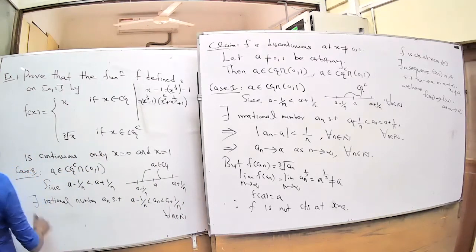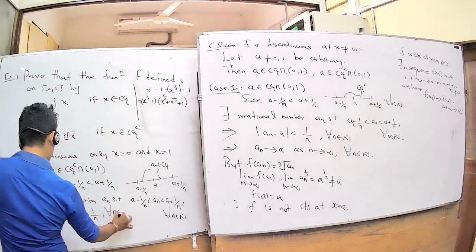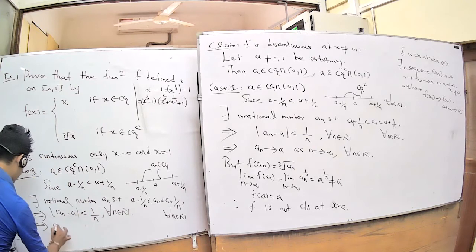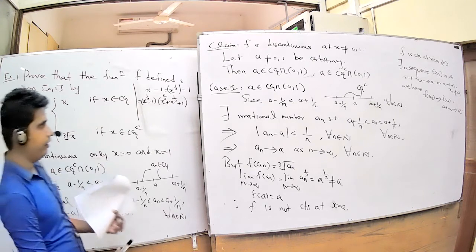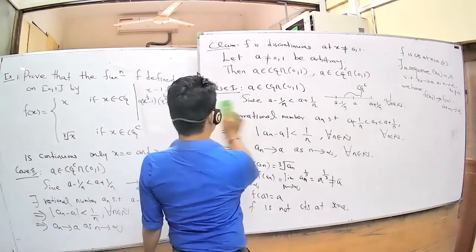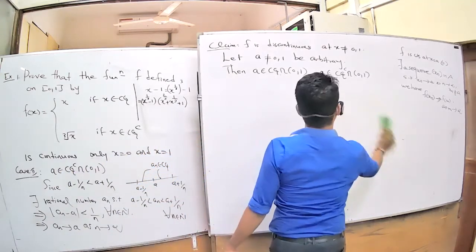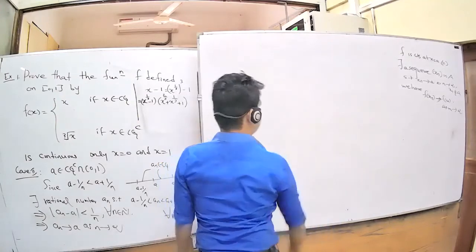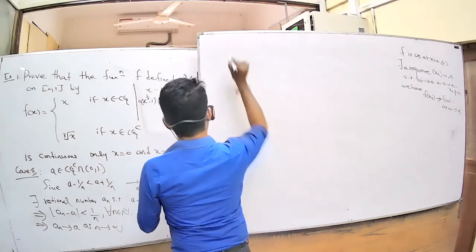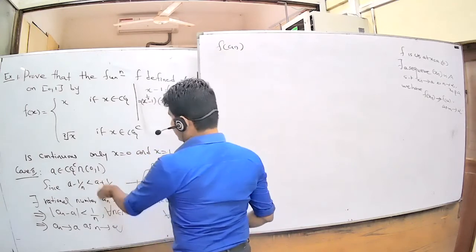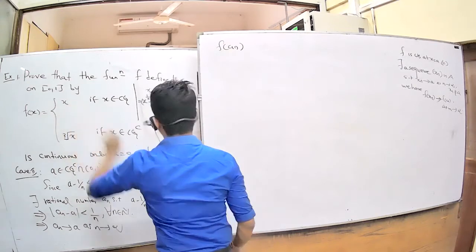Therefore, from this, the absolute value of a_n minus a is less than 1 over n for all n belonging to the natural numbers. This implies a_n tends to a as n tends to infinity. Now what about this f of a_n value? Here a_n is a rational number, which means f of a_n equals a_n.